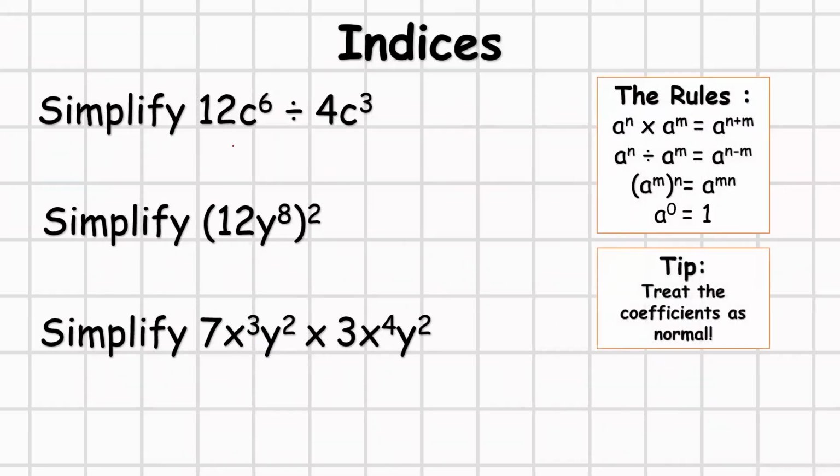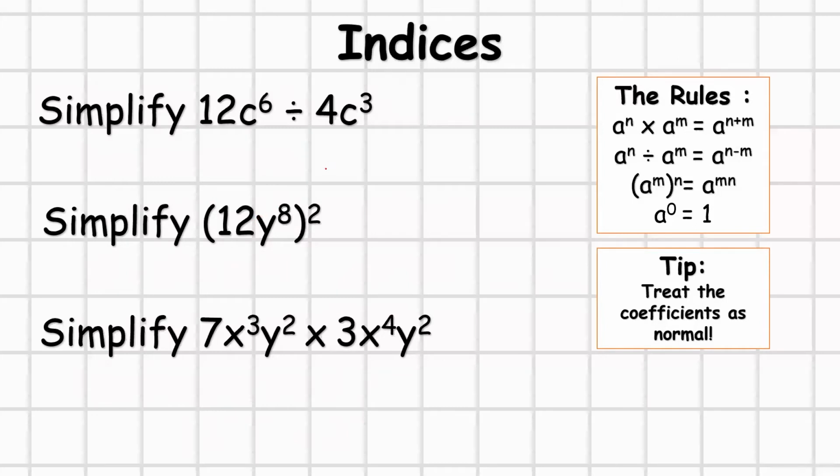I have 3 examples here for you, and I'll keep the rules on the right-hand side. One thing to remember, treat the coefficients as normal. So for example, here we have 12c to the power of 6 divided by 4c to the power of 3. We know from the rules of indices that we take away the powers, but for the coefficients, which would be the 12 and the 4, we would still have to divide them as normal. And the same applies for these. So with the brackets, it's everything inside of the bracket squared. So if we're squaring 12, we still have to take the square of 12. You can pause the screen and have a go by yourself, and I'll run through the answers on the next slides.